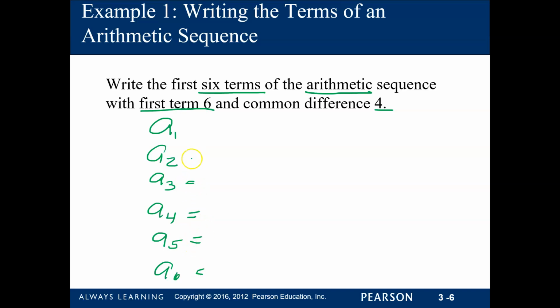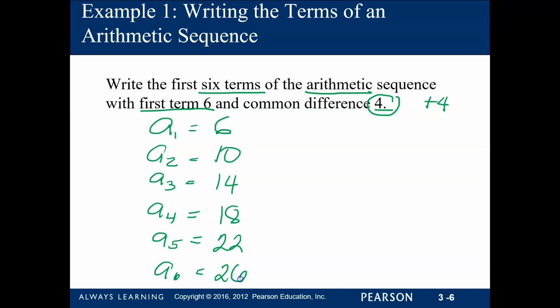According to the problem, do we know what is the first term? We always need to know the first term. So that would be 6. And what do we make use of? The common difference. This is a positive 4 common difference. So we need to add 4 every time to get the next term. So 6 plus 4, that's going to be 10. Plus 4, 14. Plus 4, 18. Plus 4, 22. Plus 4, 26. So these are the first 6 terms of this arithmetic sequence.